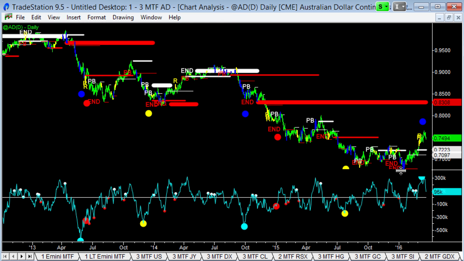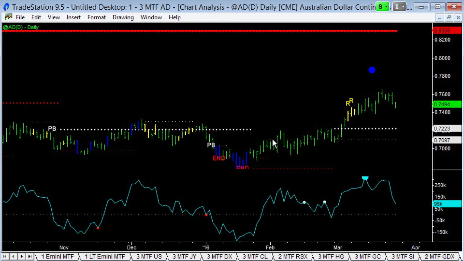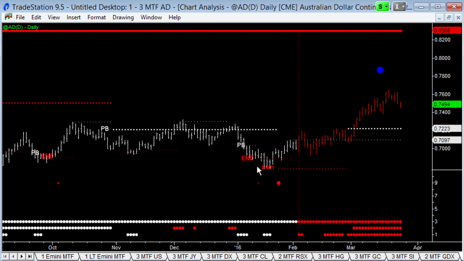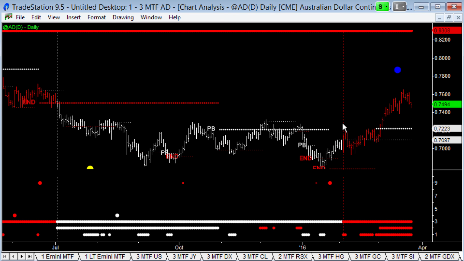We didn't get one down at the lows. We got a whole heap of blue professional bars coming out at the lows, and look at all those pullbacks to end of trend. Pullback to end of trend on the lowest time frame, on the intermediate time frame, it's a pullback to end of trend. And then we get our break into an uptrend.